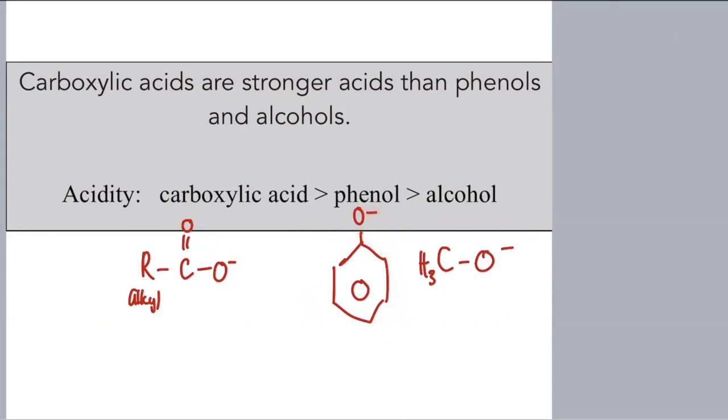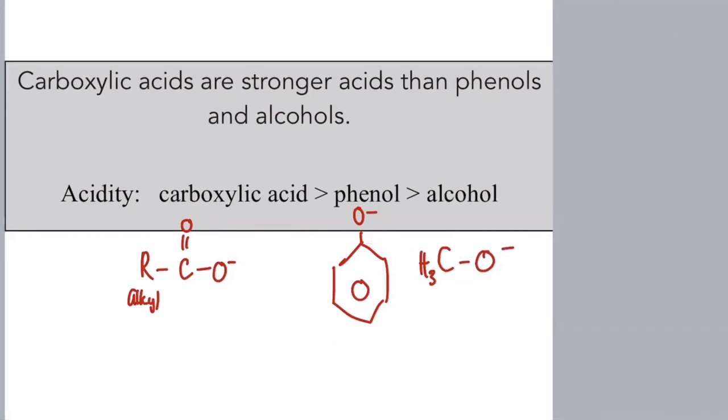Alcohol doesn't have any stabilization. If anything, alcohol has an alkyl group, which has an electron donating effect. What this alkyl group does is that it adds negativity to an already negative charge. So this is very, very unstable.